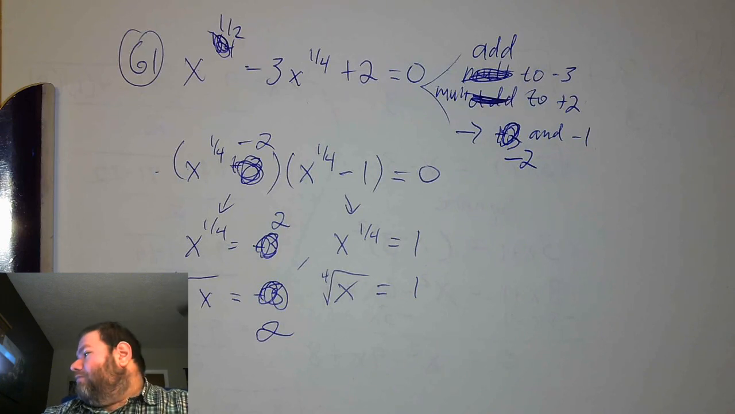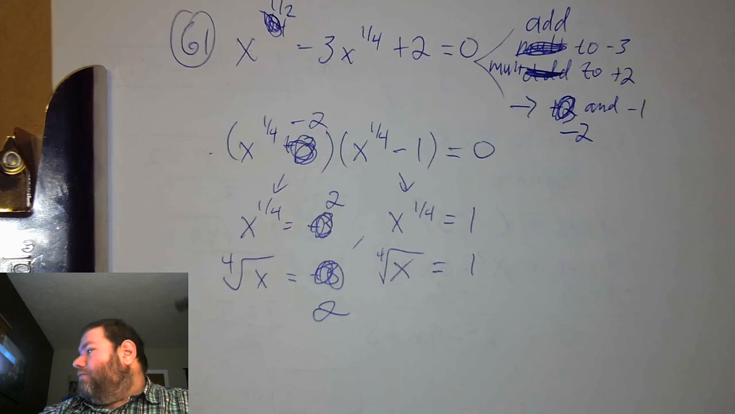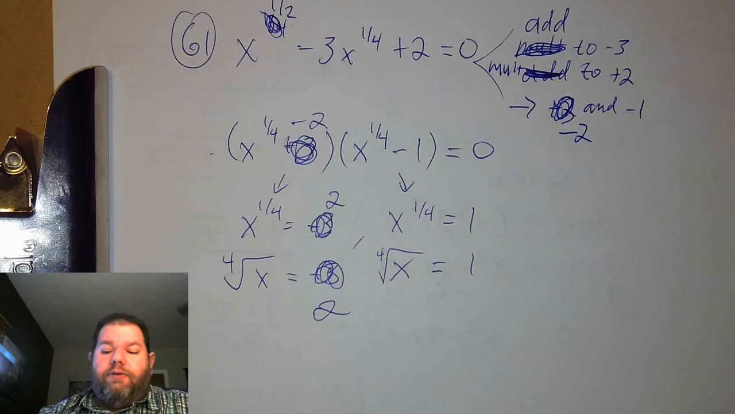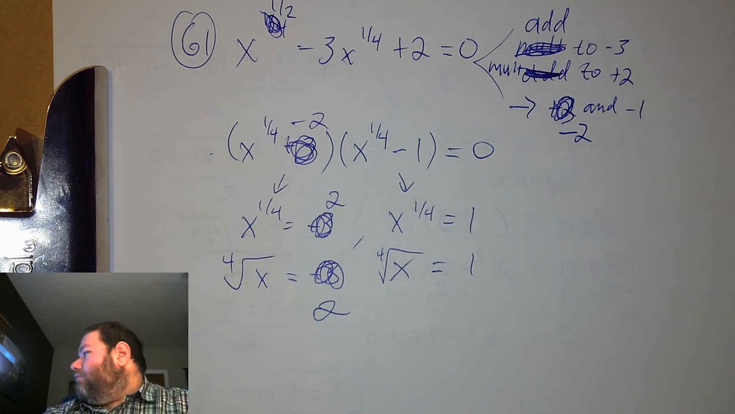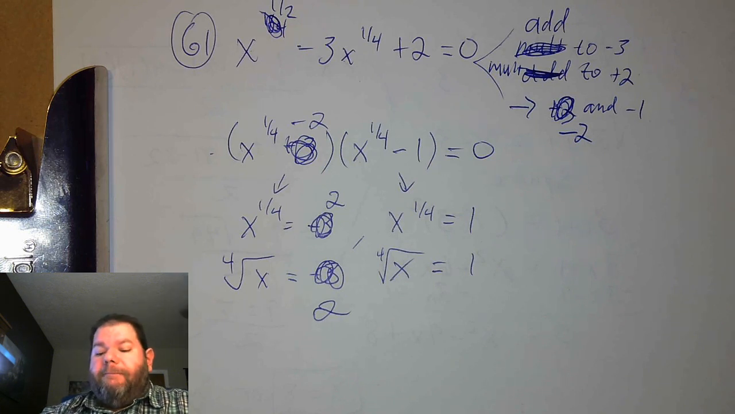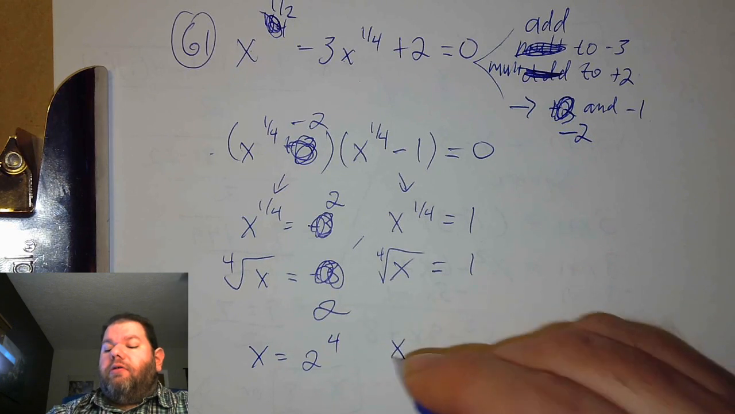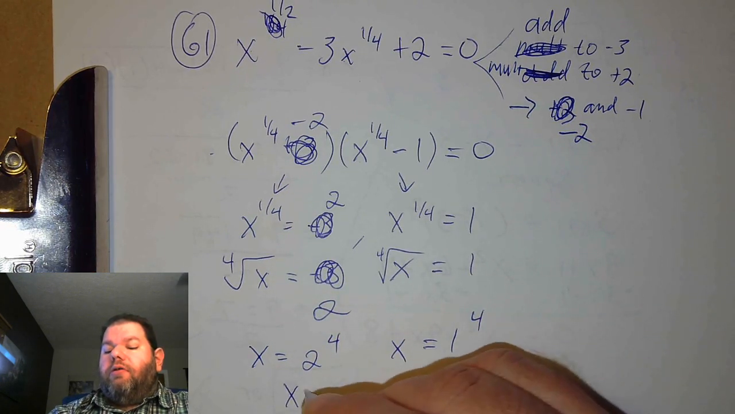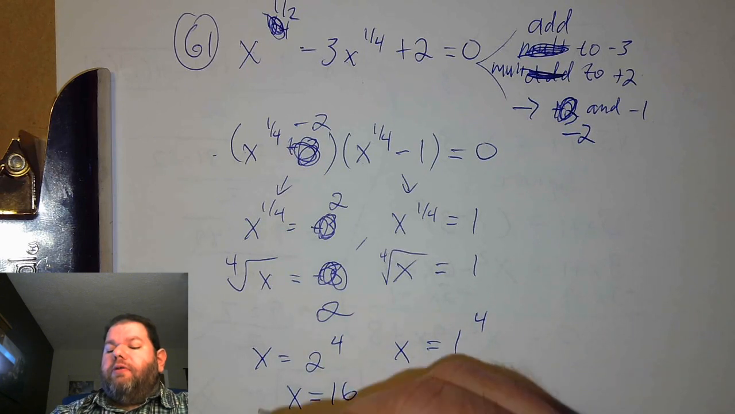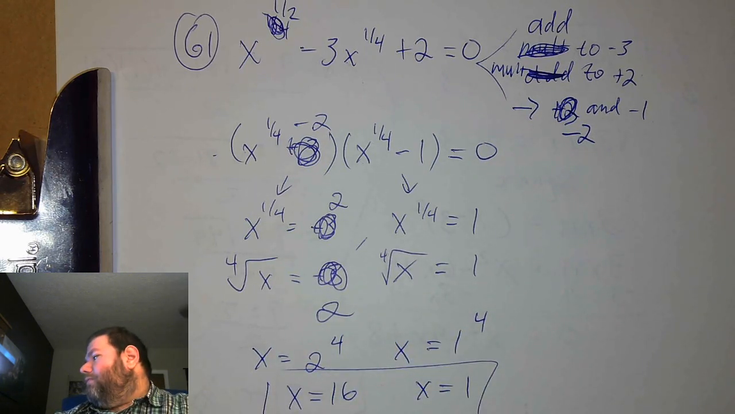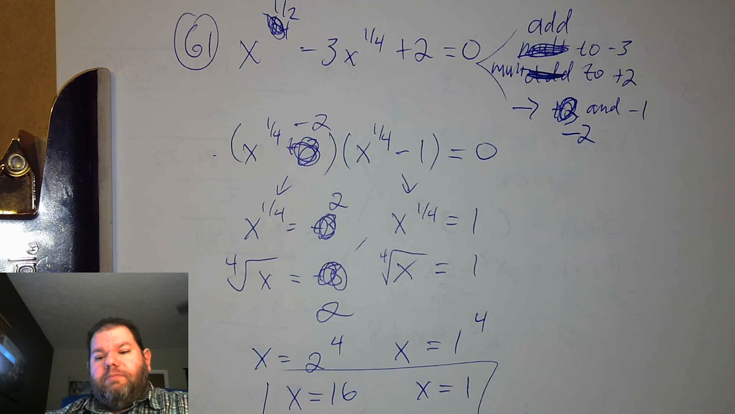Anyway, sorry about that. So, we have the fourth root of x equals 2, and the fourth root of x equals 1. And then we'll just raise both sides to the fourth power. We'll get our two results. Okay. Does that make sense?